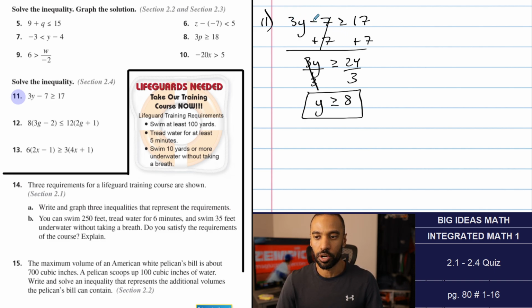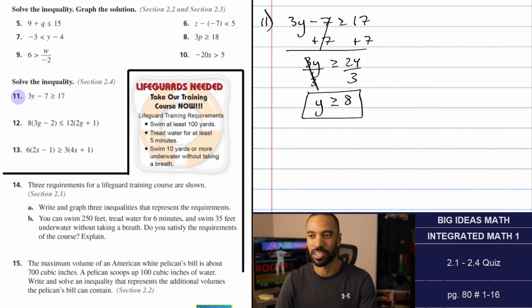Remember, 3 times 0 is 0. 0 minus 7 is negative 7. Basically, when I plug in 0, the term goes away for us, right? And that's kind of the cool part about it.